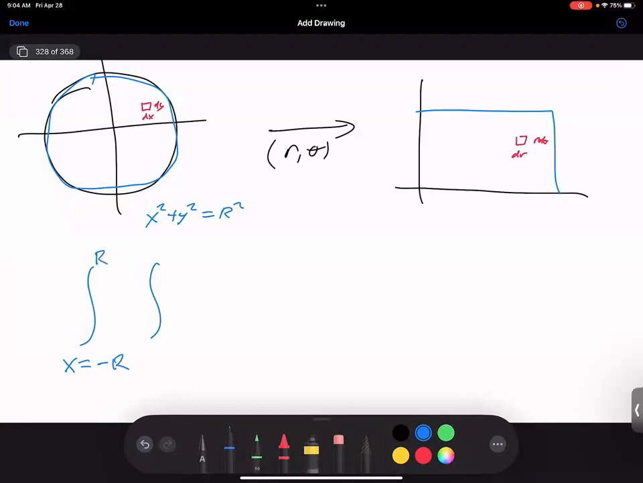And then if I fix a value of x, so say I fix this value of x, I then want to see what is the range of y. So what's the smallest y it could be? What's the largest y it could be?